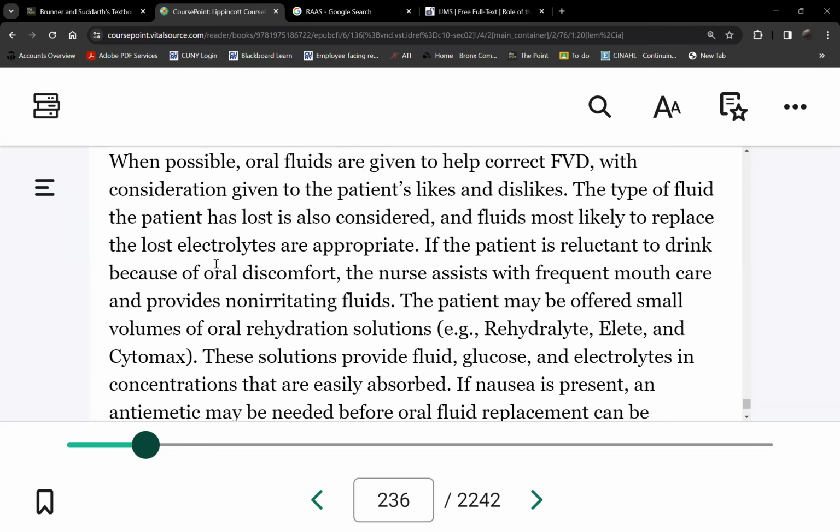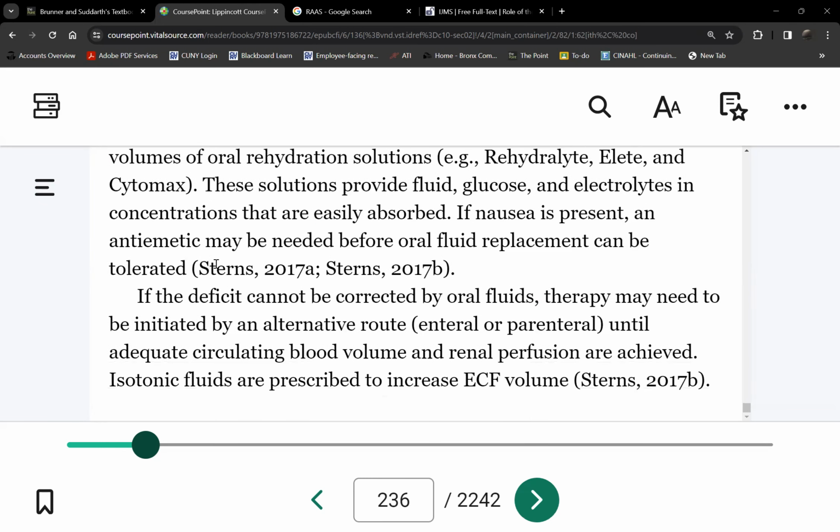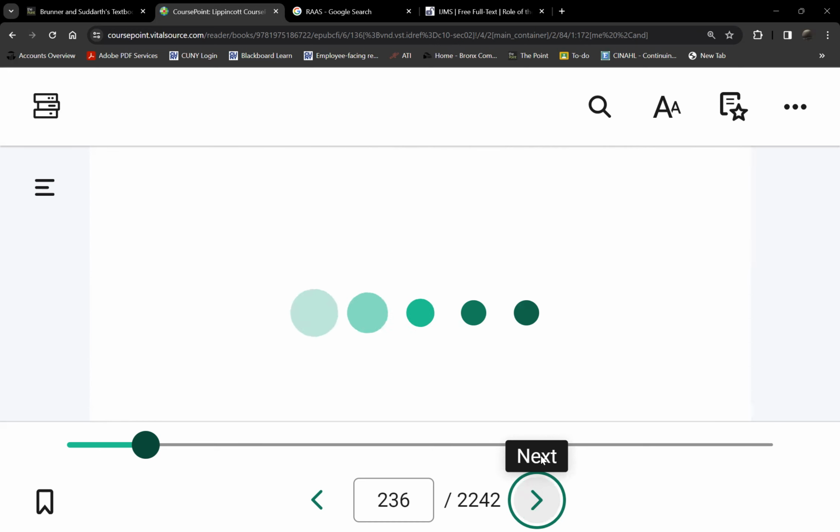So for IV fluids again, the management, of course, is to treat the underlying cause of the dehydration. And for evaluation, of course, we need to know when to stop, right? As soon as the labs are normal and the cause has been corrected, then the patient is considered treated.